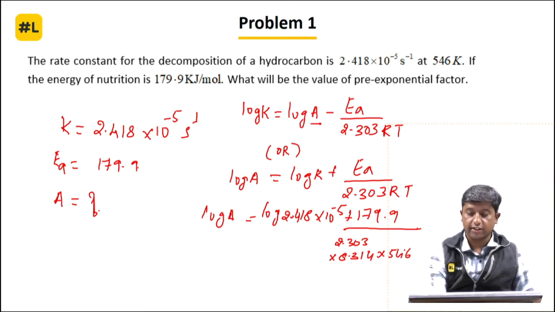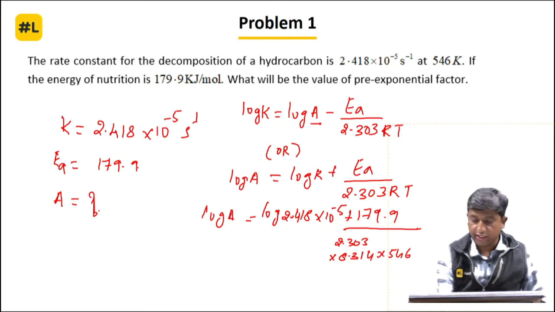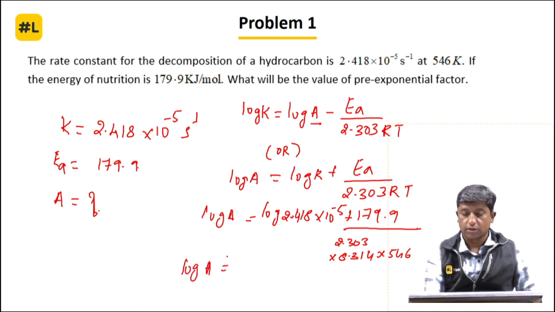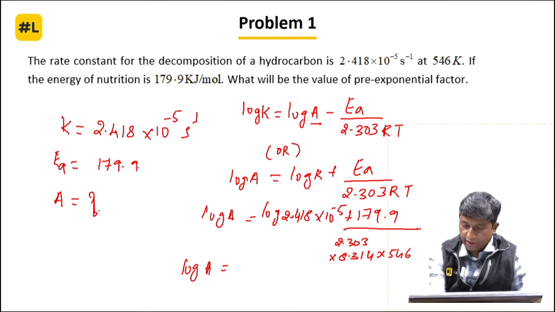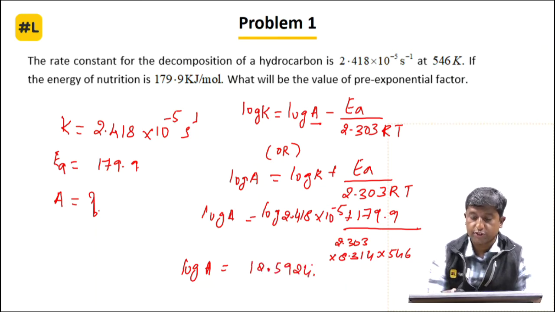So, I have substituted the data that is given. Now, if we simplify this equation, you are going to get log of A will be equal to, students, the entire data which I have given, which I have substituted in the equation. If you simplify this, you are going to get log A will be equal to 12.5924. We need to simplify this.